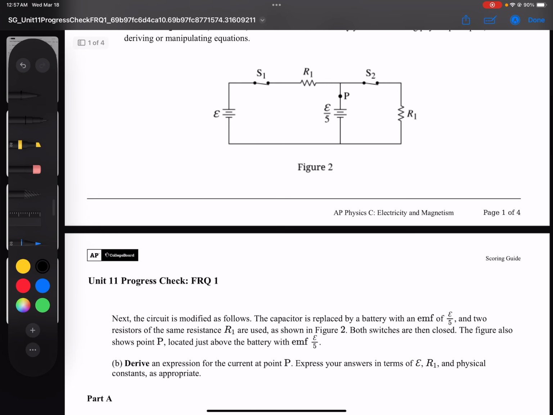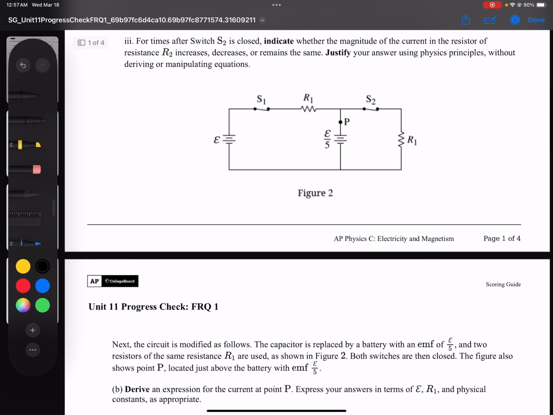All right, so now we replace the capacitor with a battery, and we need to use Kirchhoff's loop rule in order to figure out what the current is at point P. So what I'm going to do is use two different colors to show my two loops. So here's my first loop. All right, and let's see how the potential changes as I go through my loop on the left-hand side.